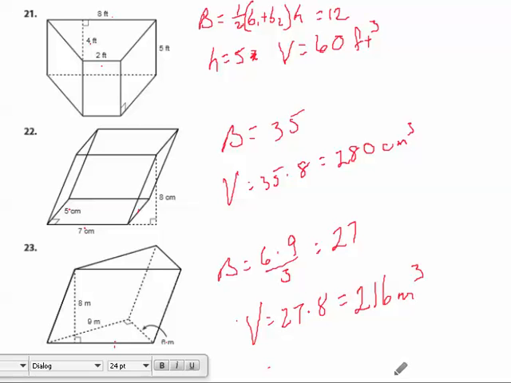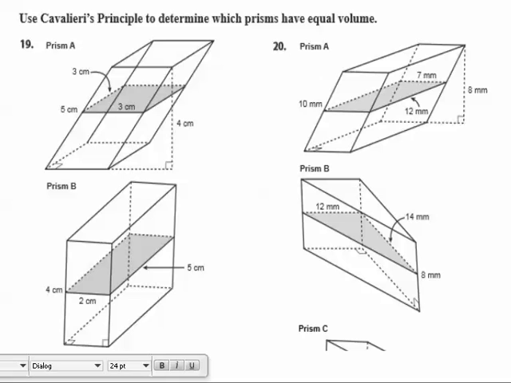Cool. So we just now found the surface area and volumes of prisms. And you're seeing how I'm working these problems. Okay? Now this one is a question about Cavalieri's principle. So they're asking, use Cavalieri's principle to determine which prisms have the same volume.